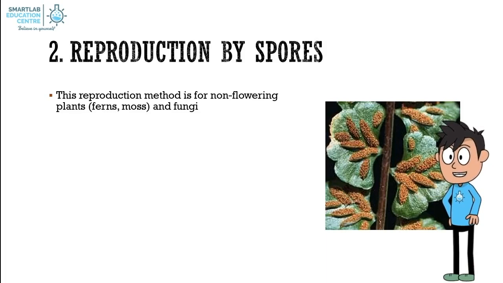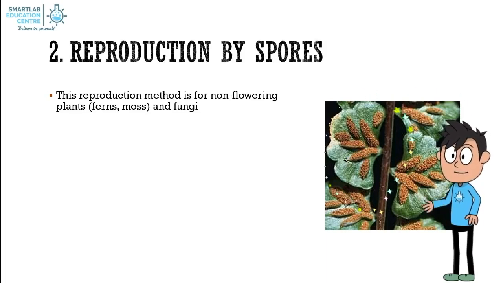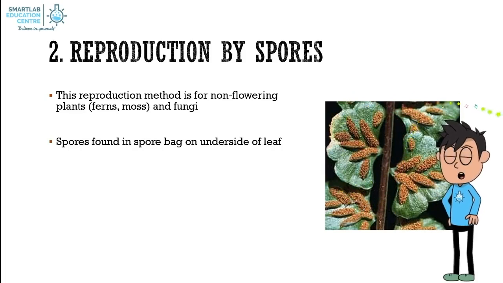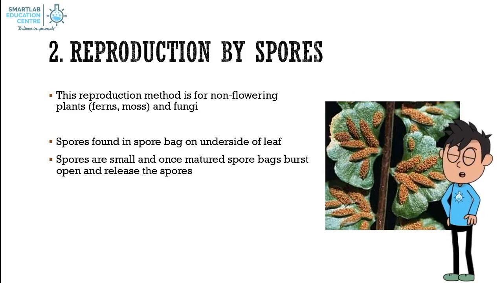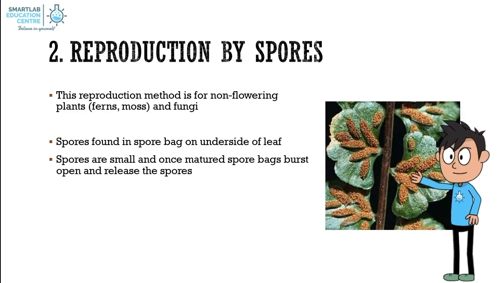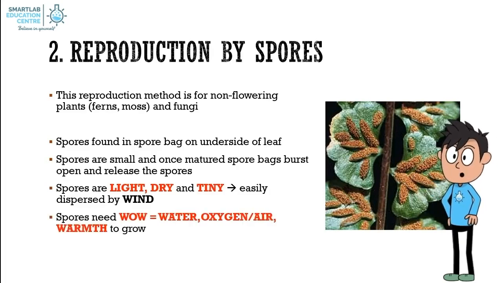This reproduction method is for non-flowering plants, for example ferns, moss, and also fungi. Spores are found in spore bags on the underside of the leaf. Spores are small, and once matured, spore bags burst open and release the spores. Spores are light, dry, and tiny, therefore they can be easily dispersed by wind. They need water and oxygen to grow.